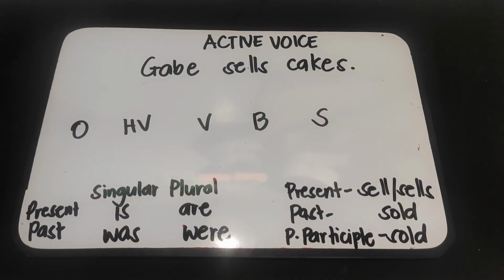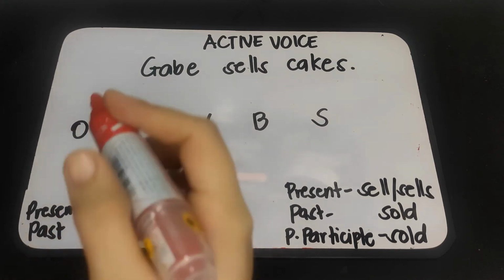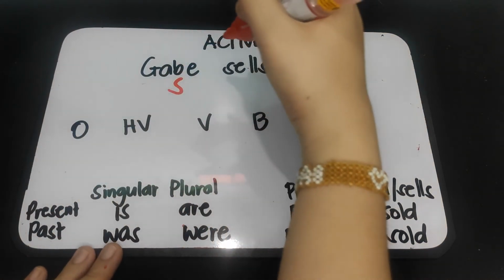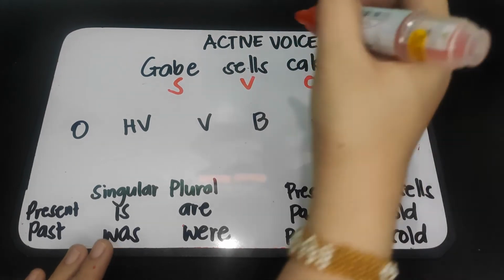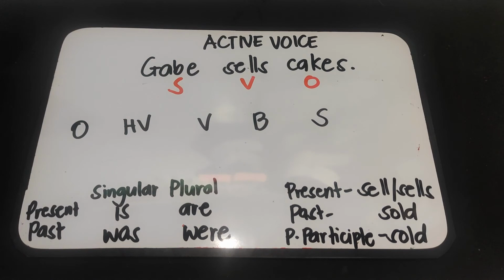How to change a sentence in active voice to passive voice. For example, Gabe sells cakes. Let us identify its parts first. Gabe is our subject. Our verb is sells. Then our object is cakes. Can we transform it into passive voice? Yes. In changing active voice to passive voice, we must follow this given pattern: object, helping verb, verb, by, subject.